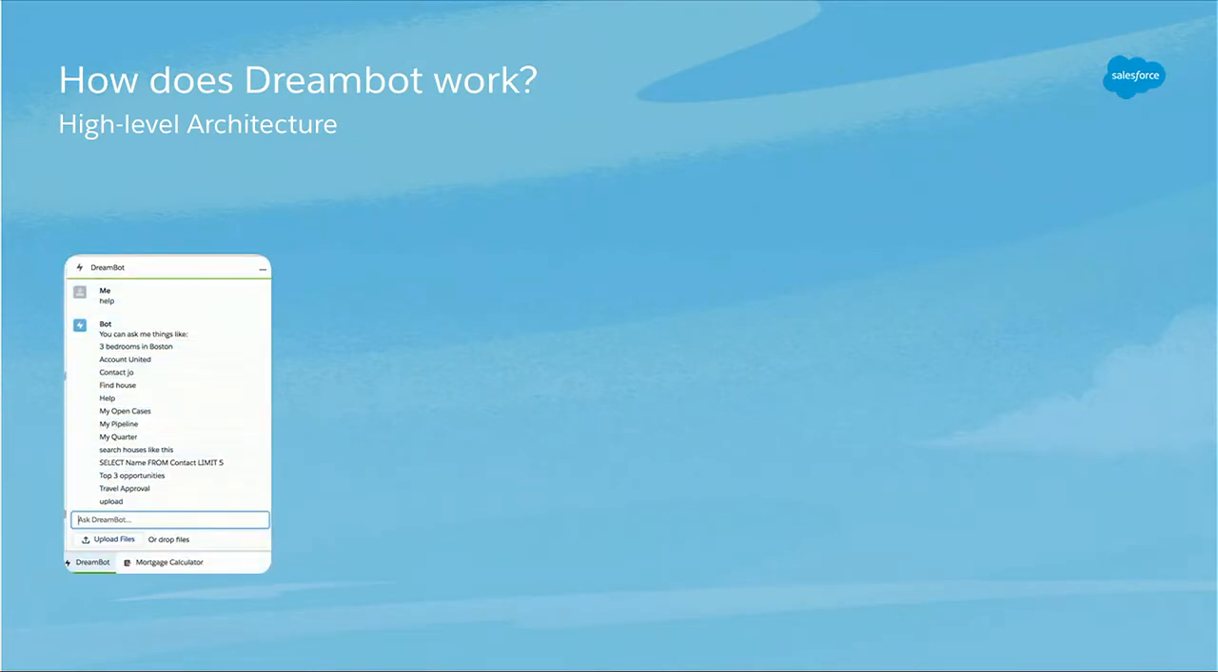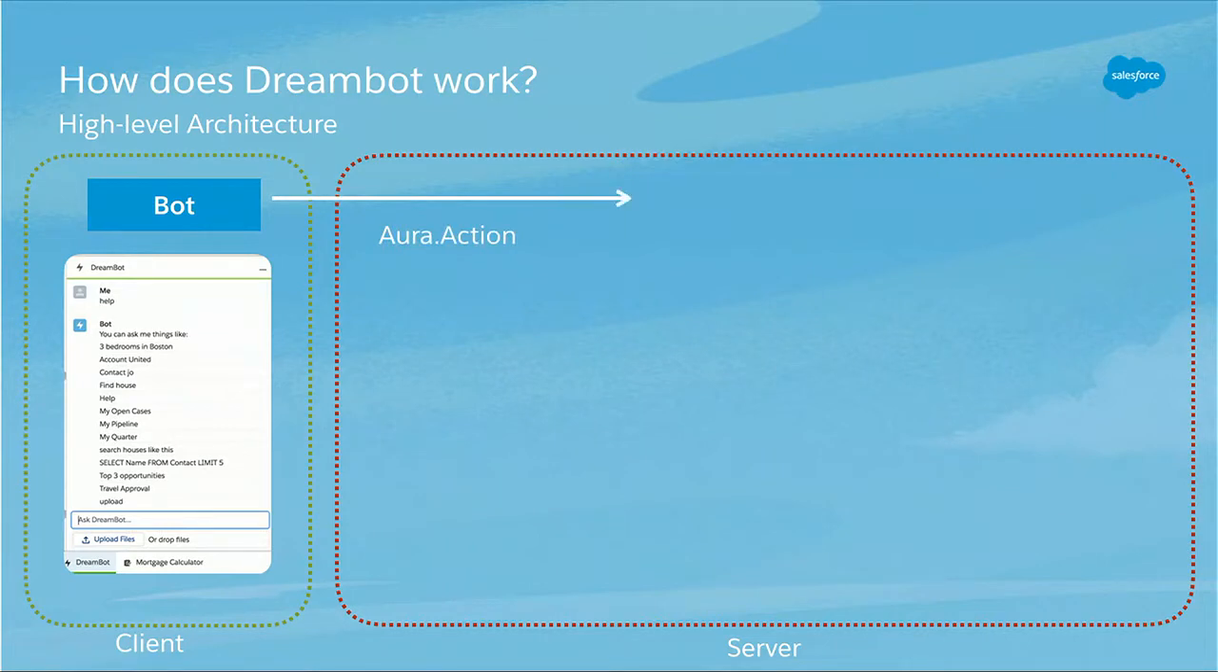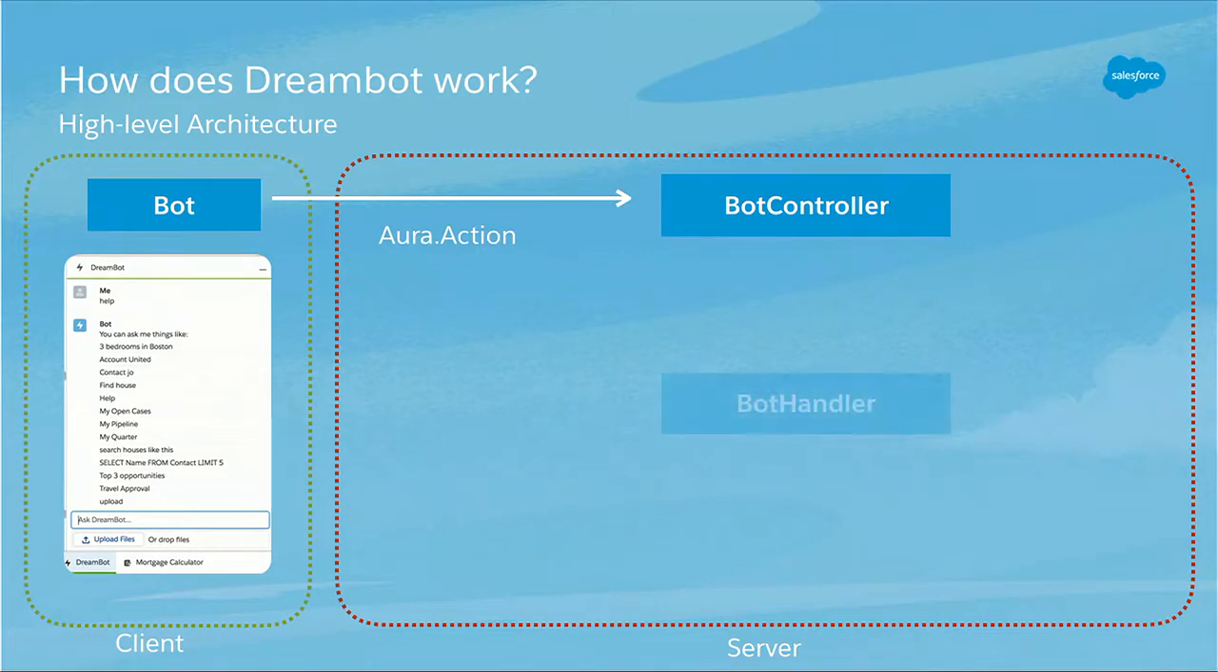So if you come here, we always have our client and server architecture. On the client side, as you have seen on the browser, we were typing into the bot at the bottom left channel. And what happens there is that it actually makes a connection back to the server. So it does this with an Aura action, which is just another name for a lightning action. So it goes over to a bot controller, which is an Apex class, and we'll see more of this during the demo later on. Whatever we type there gets delegated to a bot handler through the handle method.